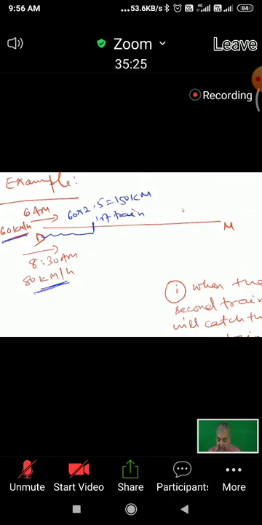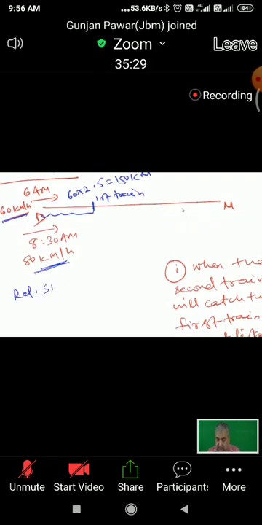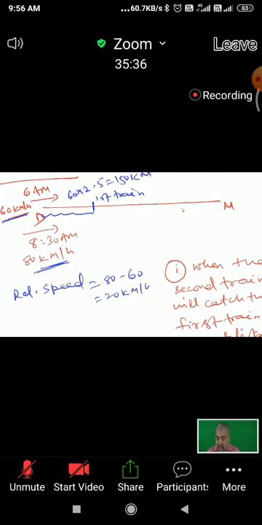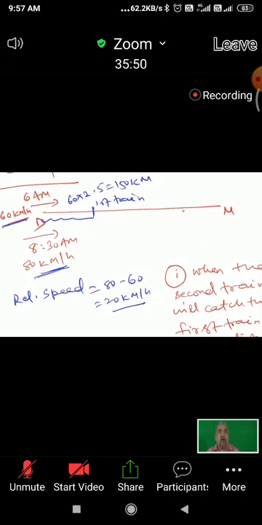Both the trains are moving in the same direction, so what will the relative speed be? Difference of the speeds, 80 minus 60, that is 20 km per hour. It means the second train travels 20 km more than the first train in 1 hour. Obviously, the gap of 150 km will be covered with this relative speed of 20 km per hour, and the time taken will be 150 by 20. If you solve, this will be 7.5 hours.